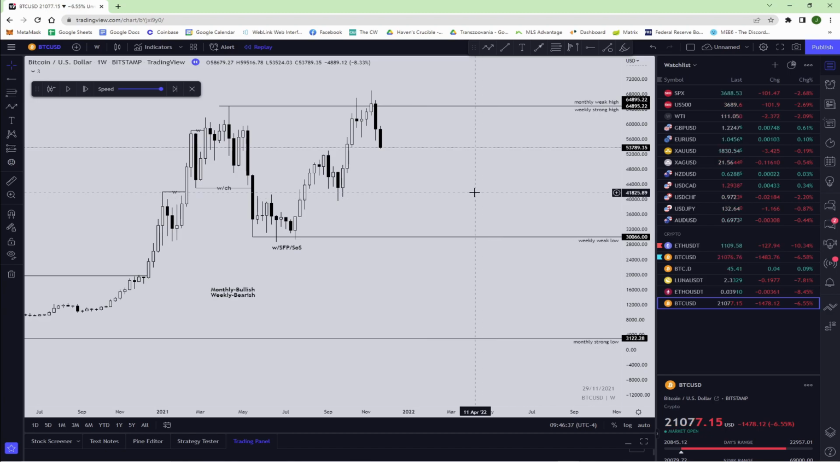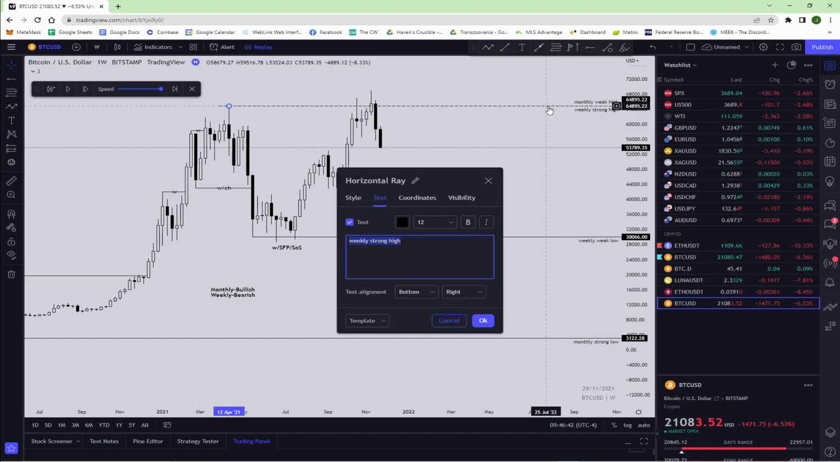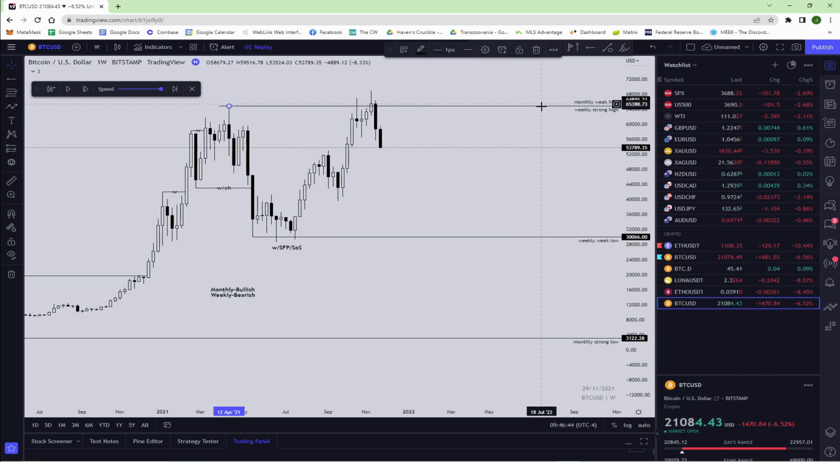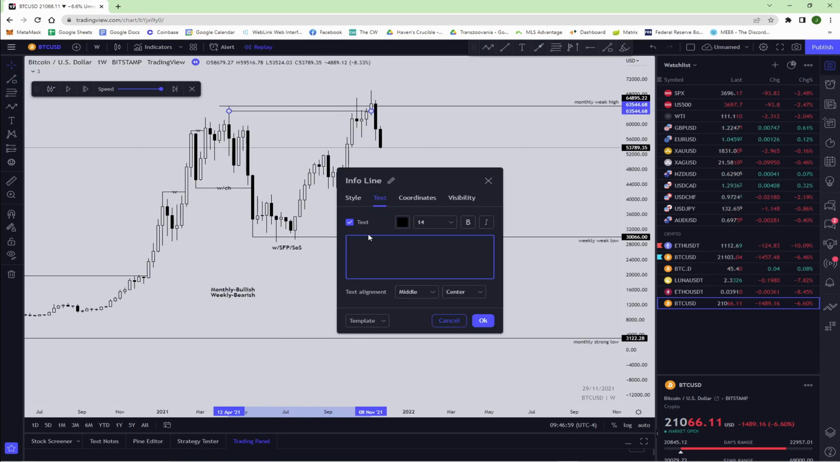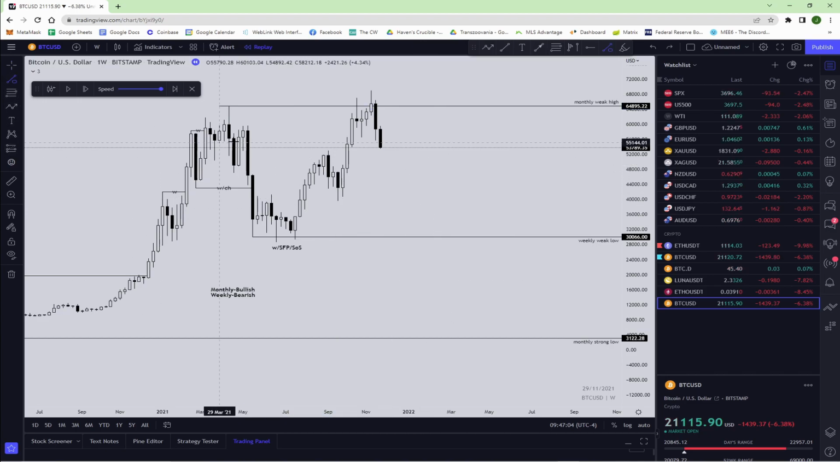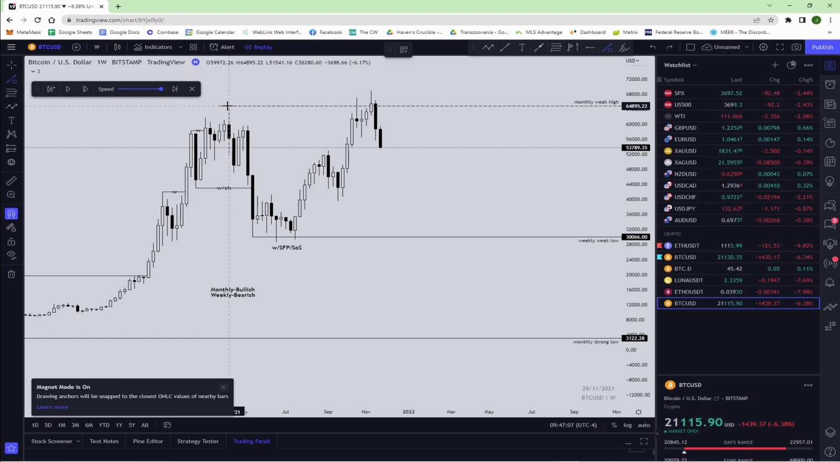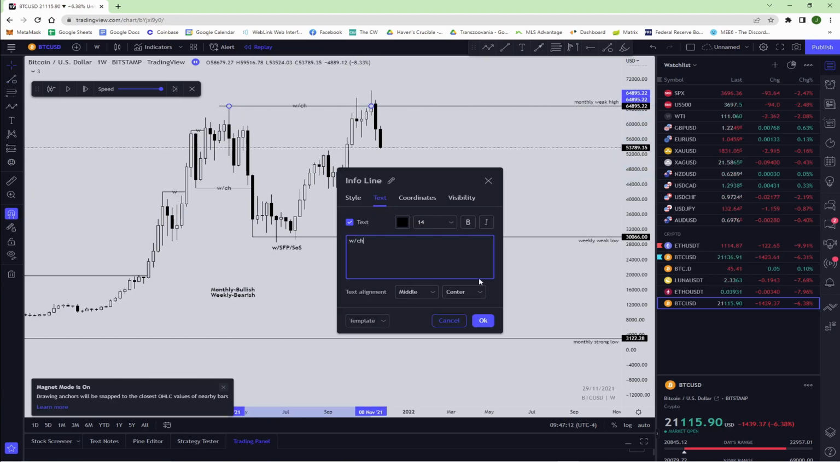So now we just had ourselves another change of character. So now we're going to get rid of that one. The monthly has not changed. The monthly was only a wick. The weekly broke this level. I'm going to put it here. I know it's not right on, but I want to be able to see it. It really should be on the level. A weekly CHoCH.